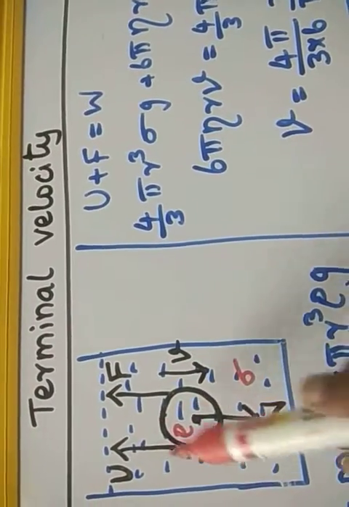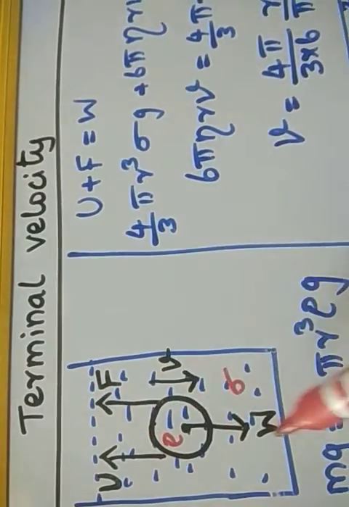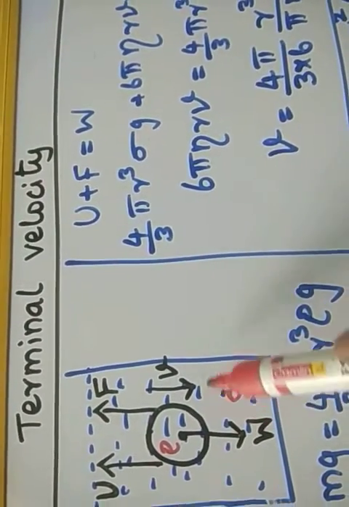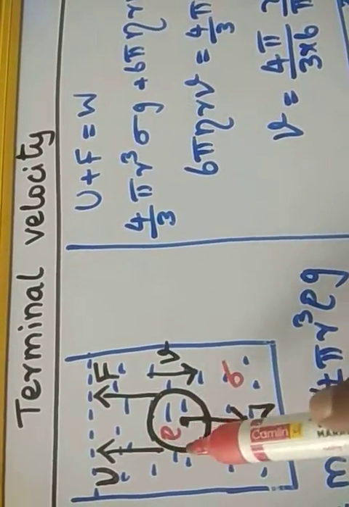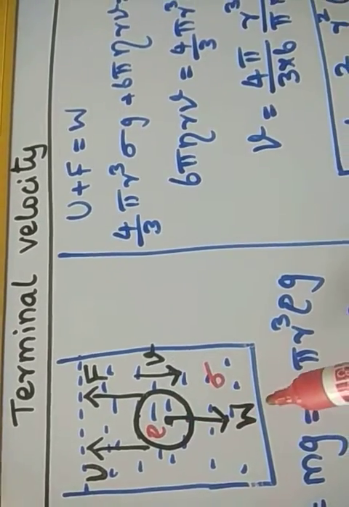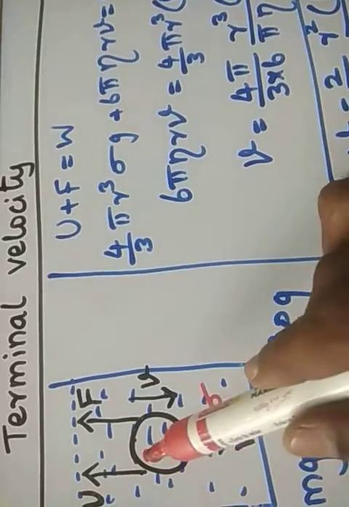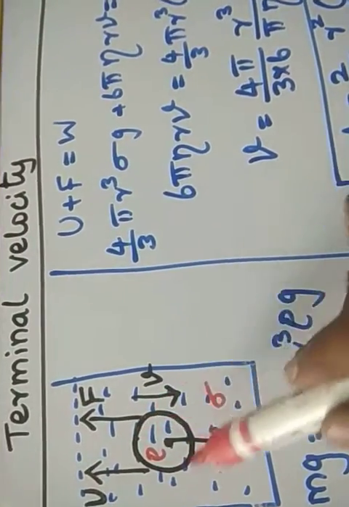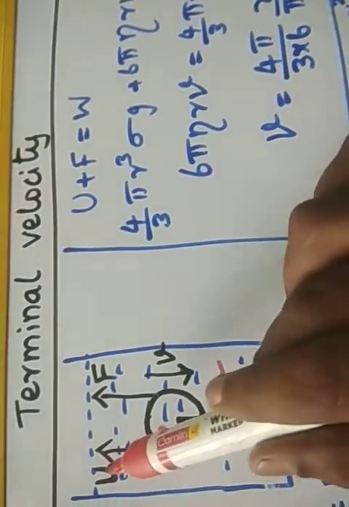Let us take a spherical body of radius r that is allowed to fall through a liquid medium. The liquid medium density is sigma. The spherical body density is rho. If we allow it to fall down, due to its weight it will come down. Then there will be an upthrust force, which is equal to the weight of the liquid displaced by this spherical body, that is U.